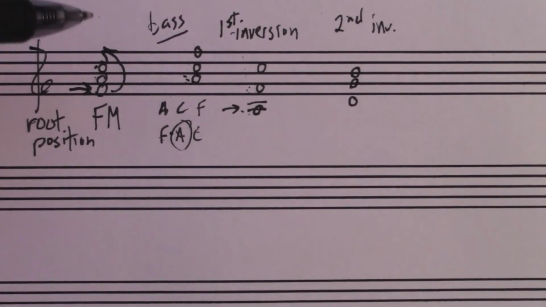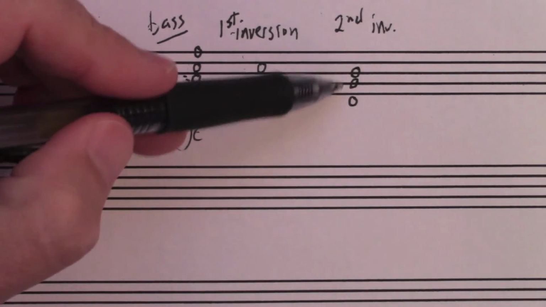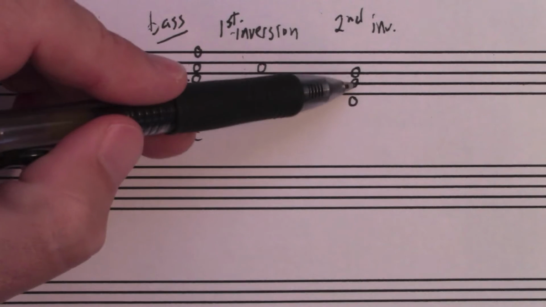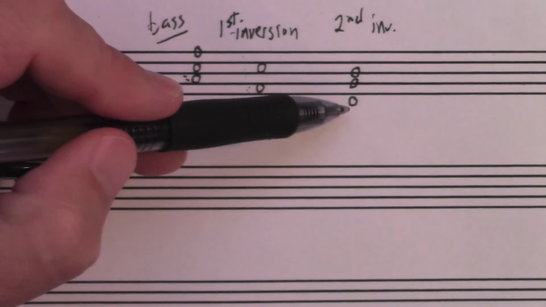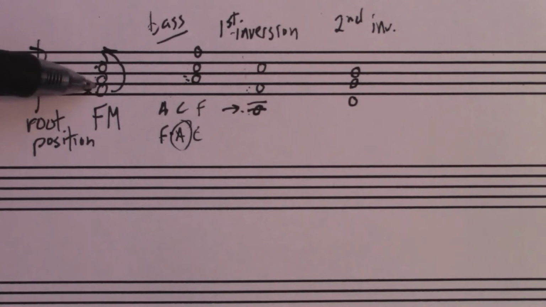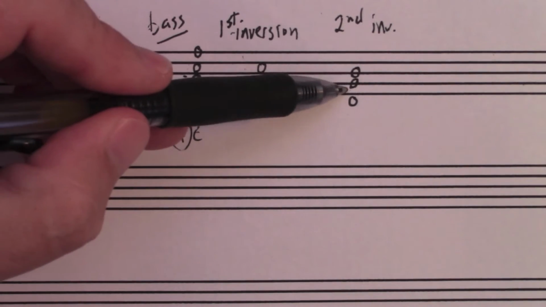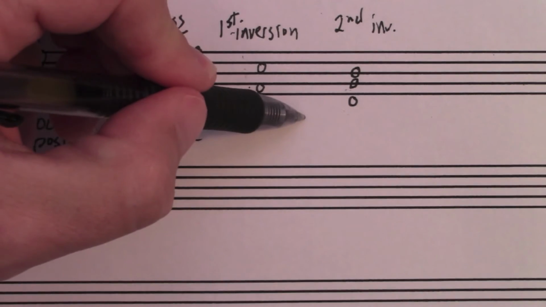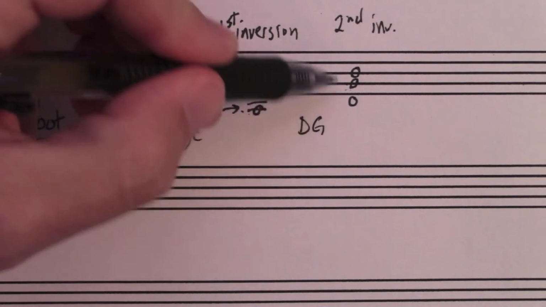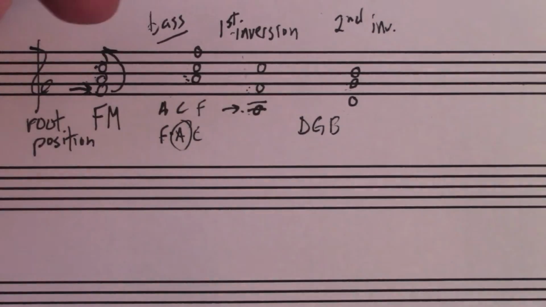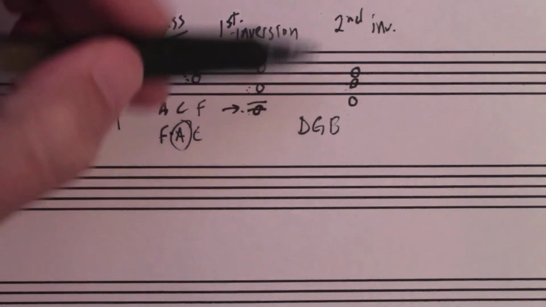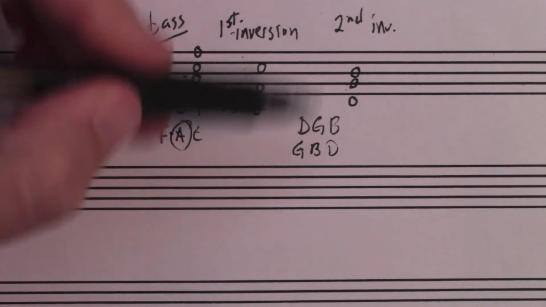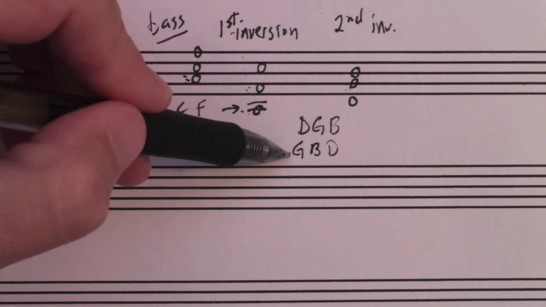For example, what's this? Okay, well, you can tell that this is not actually in root position because all of the notes aren't equal distance apart. Here, they're each a third apart. Here, this is a third, this is a fourth. This is an inversion. What letters do we have? We have D, and we have a G, and we have a B. Well, unscramble those, put them in order of thirds, and what do we have? We have G, B, D. It's a G major triad.